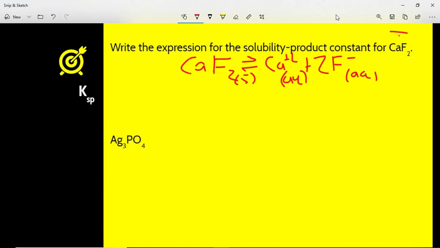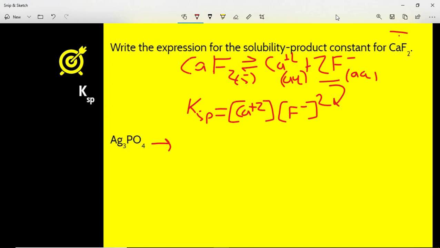So for this instance, KSP is equal to the concentration of Ca 2+ times F minus, and remember that is squared. Okay, that is squared because you have a coefficient of 2, so that goes there.